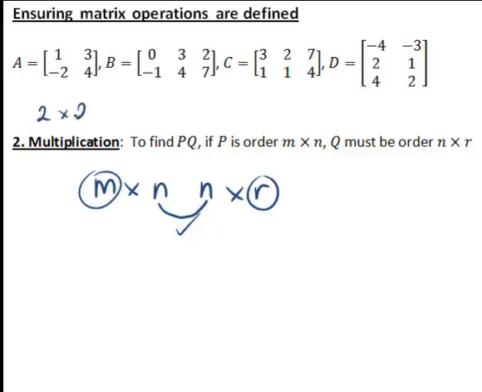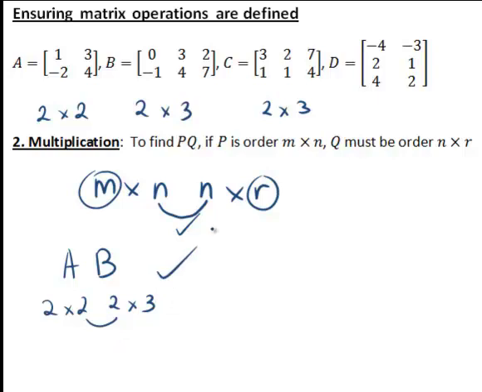And recall A was 2 by 2. Now B and C were both 2 by 3. So therefore AB, for instance, a 2 by 2 matrix multiplied by a 2 by 3 matrix, number of columns of A matches the number of rows of B, so yes, AB is defined. And by the same reasoning, so is AC. And in each case, that product will result in a 2 by 3 matrix.